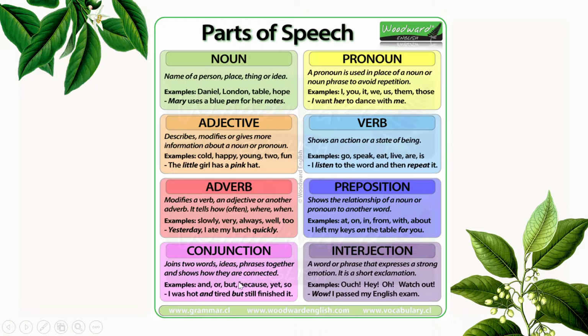Okay, the next category is conjunction. A conjunction is a word you use when you want to join two words, ideas, or phrases together and to show the connection between these two things. For example, I was hot and tired, but I still finished it.